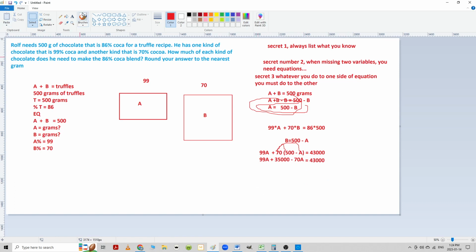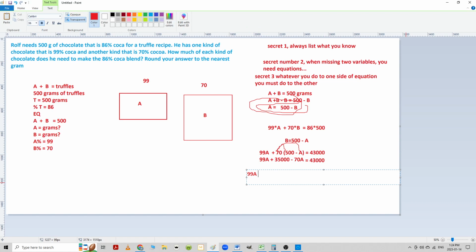Now, you can see that you have apples on here. I have 99 apples minus 70 apples plus a number is equal to another number. And I can subtract those apples. I got 29 apples left plus 35,000.